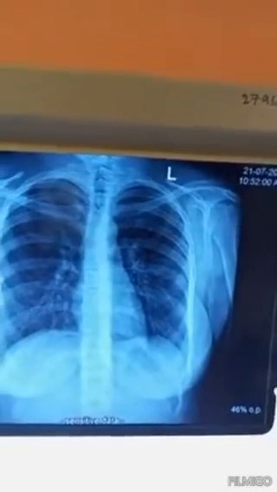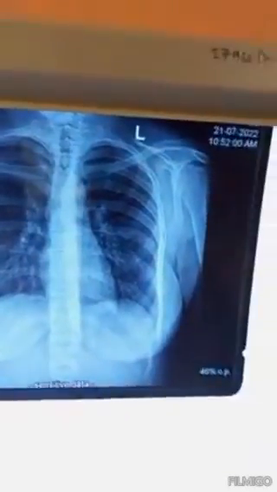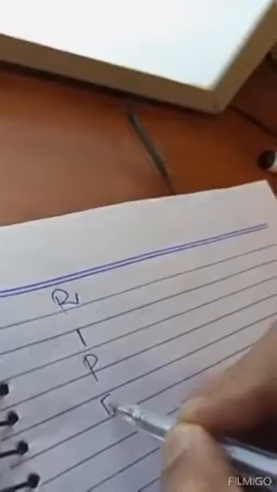Now you have to comment on 4 things in a chest x-ray. Remember, I am writing them on a register. Remember what these 4 things are? These are R I P E, ripe.